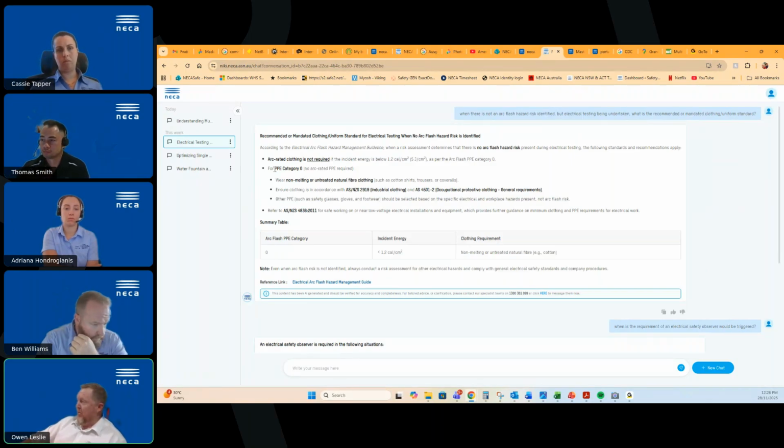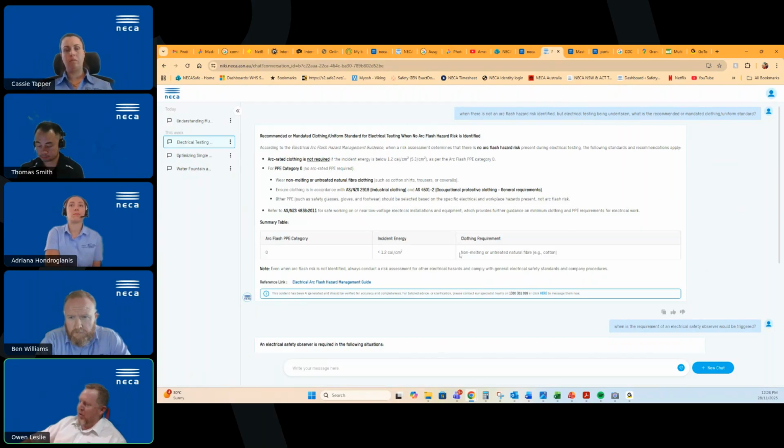This basically goes into: if there's no arc flash hazard, so the incident energy is below 1.2 calories per centimetre squared, PPE category is 0, where non-melting or untreated natural fibre clothing, such as cotton shirts, trousers, or overalls, ensure the clothing is in accordance with the relevant standards. And it goes into other PPE as well. So for the guys wearing polysynthetic, I was able to put a recommendation in. Mind you, I knew this one as well, that they should be in non-melting natural fibres.